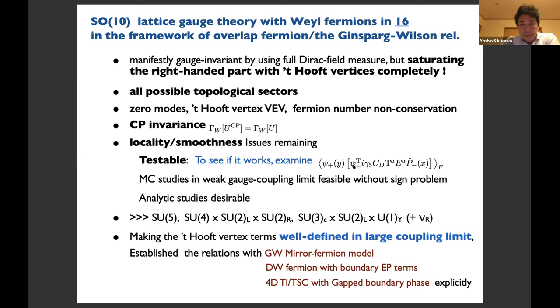The Monte Carlo study in the weak gauge coupling limit is feasible without a sign problem. The numerical cost is rather large because we are working with a four-dimensional lattice theory with a whole generation of quarks and leptons. So it is a rather tough numerical computation, I think. So an analytic study would also be desirable. And by making the 't Hooft vertex term very large, in the large coupling limit, I established the relation to the Ginsparg-Wilson fermion model, the domain wall fermion model with boundary Pfaffian terms, and the topological insulator and topological superconductor with a gapped boundary phase explicitly.